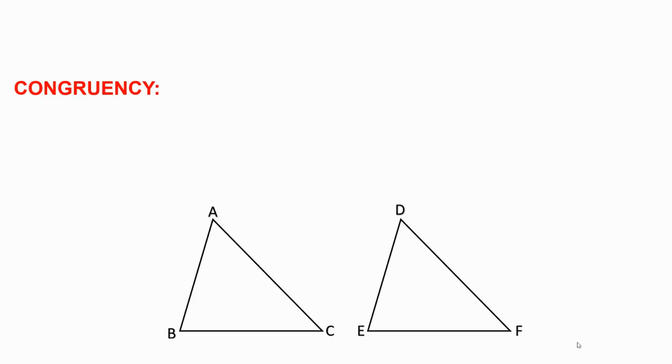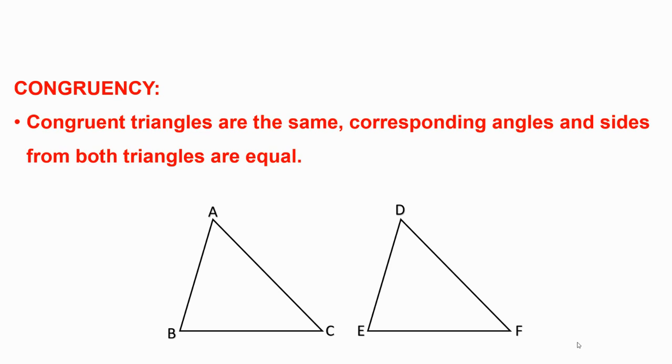Now, congruence. What is congruence? Congruent triangles are the same. Exactly the same. And because we are going to talk about similarity in the other lesson, if things are similar, it means we may have what? Different sizes. But congruent triangles are exactly the same.